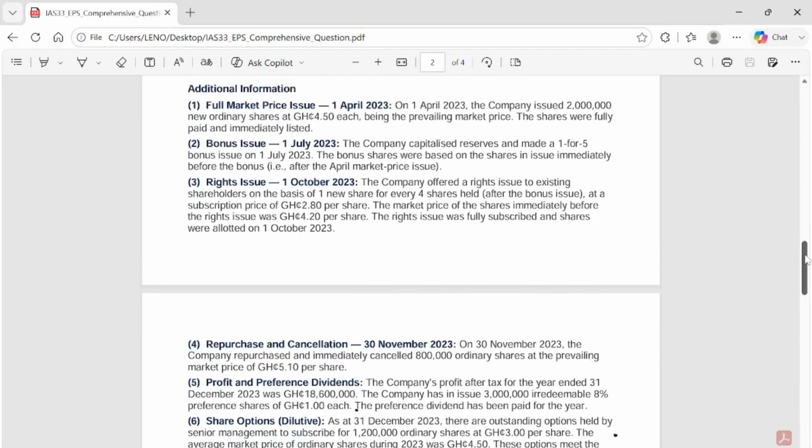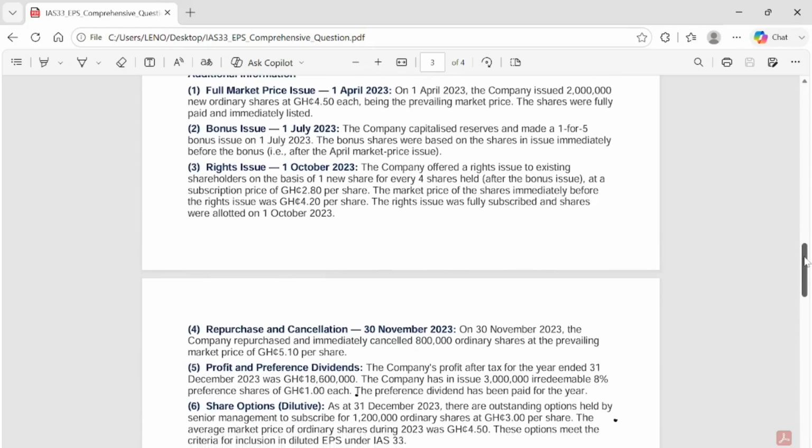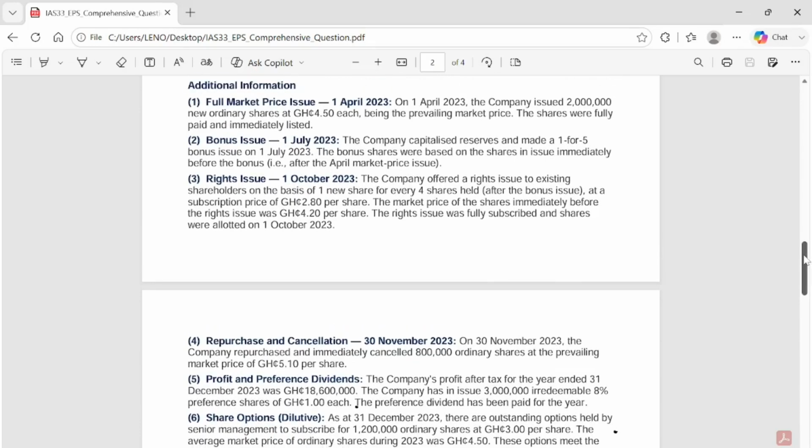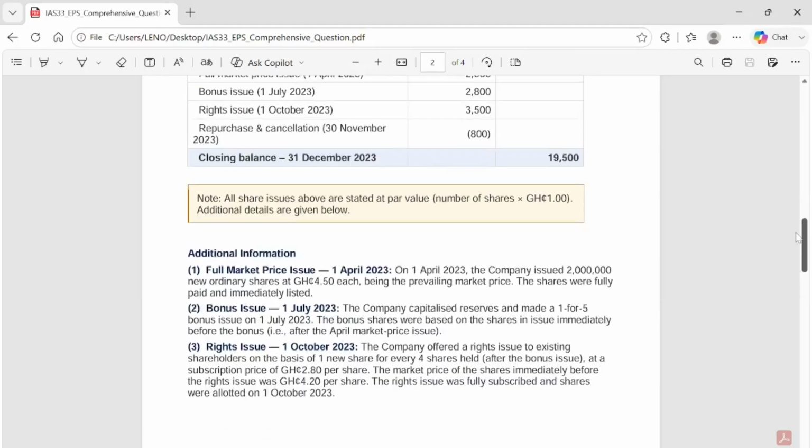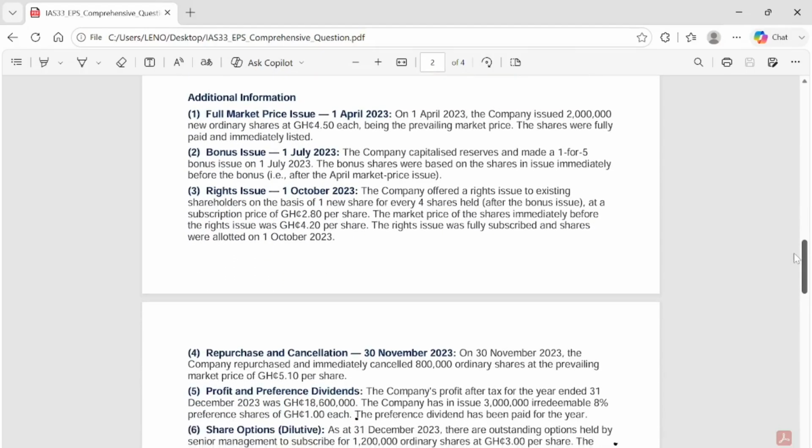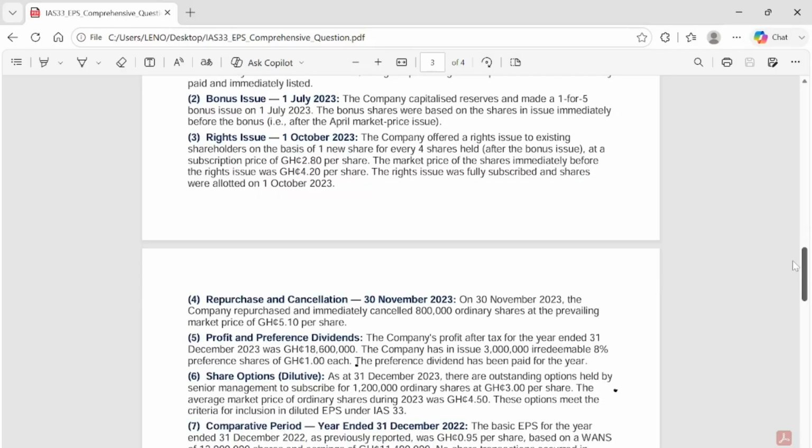So the above is a summary, and the elaboration is here. On 1st April 2023, the company issued 2 million new shares at the market price of 450 pesos. The bonus issue was on 1st July 2023. The company capitalized reserves and made a 1 for 5 bonus issue.